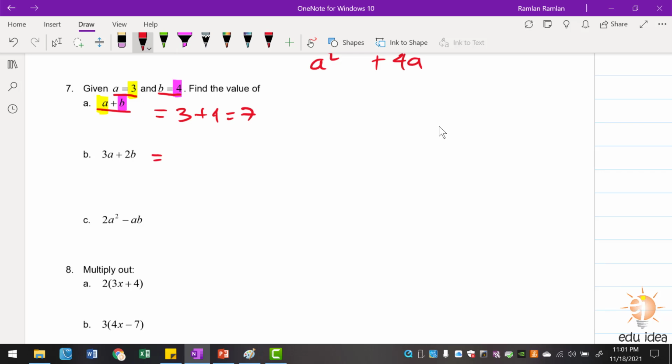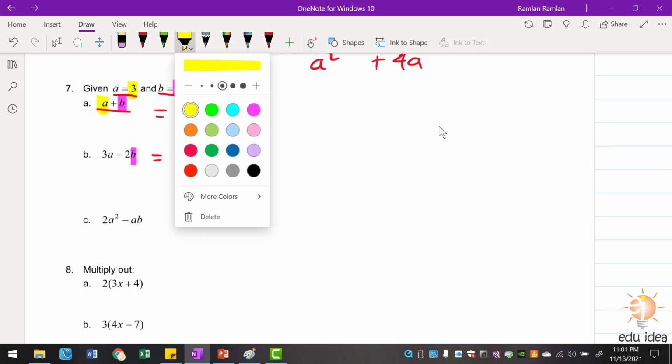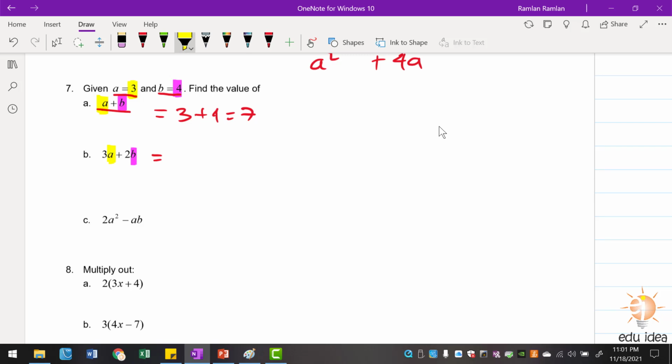The next one here we have 3a plus 2b. Again, the exact same thing. You substitute the b with 4, and you substitute the value of a with 3. So you can write that down as 3 in the bracket. Remember, guys, when you substitute a number that is being multiplied with something, it's best to put a bracket sign. So we have 3 in a bracket because a is equal to 3, and then plus 2 times b is equal to 4, right?